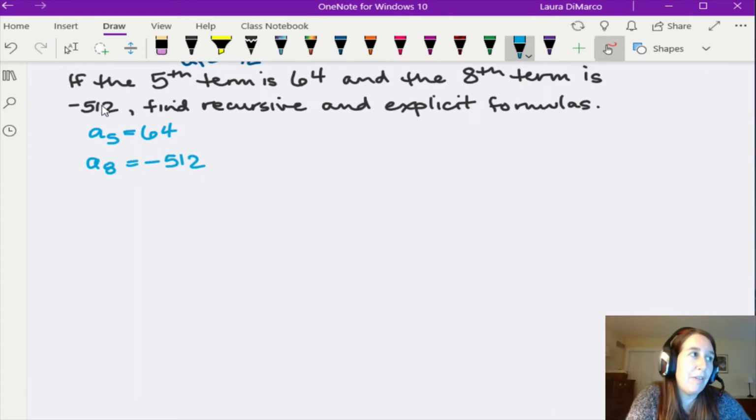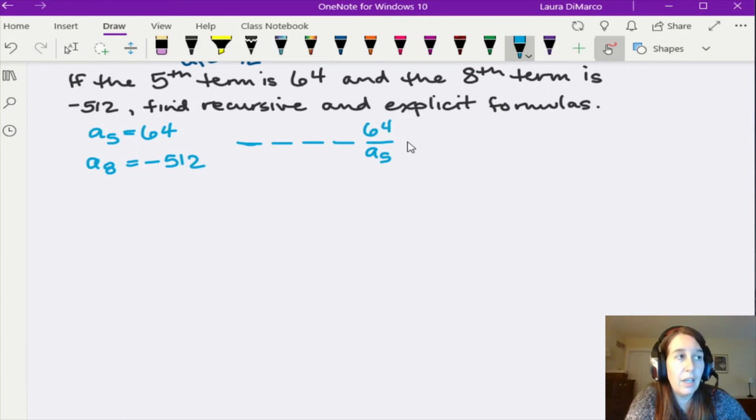If I'm flipping from positive to negative, my guess is that my R is going to be a negative number. They're still getting bigger, so my R is greater than 1. But otherwise, I don't exactly know what the R is. I can do it the same way that I did the last one. 1, 2, 3, 4, 5, in a way. So this is the 5th term, 64, and then 6, 7, 8. This is the 8th term, negative 512.